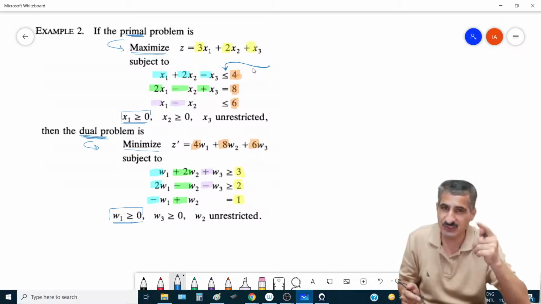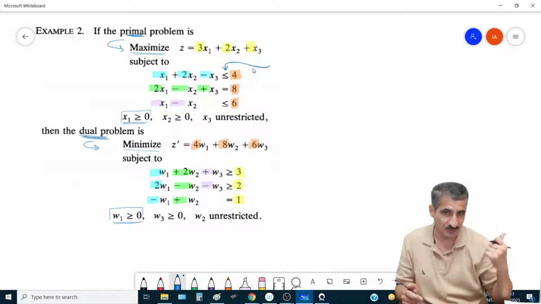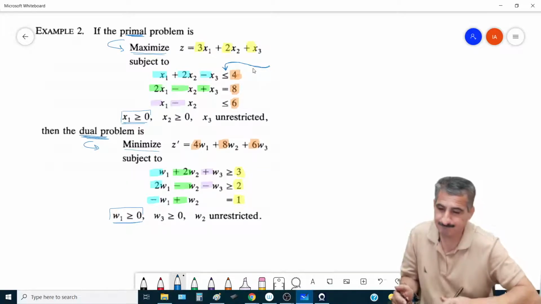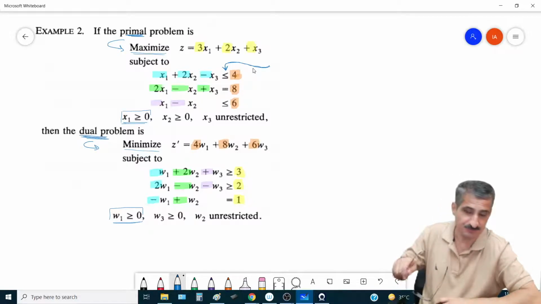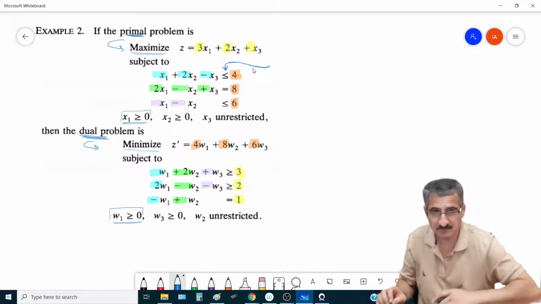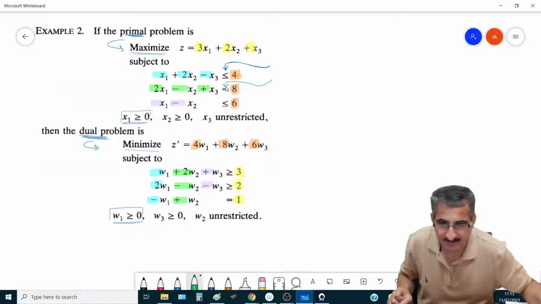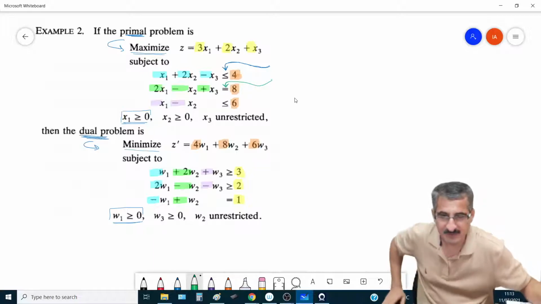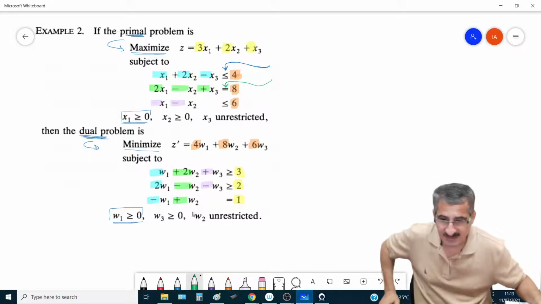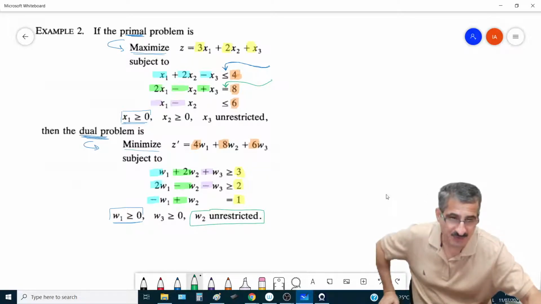The first constraint tells you what is happening with the first variable. Again, the first constraint in the primal tells you what shall be happening with the first variable in the dual. First constraint here is less than or equal. Okay? So the first variable is positive or 0. How do we know that? Let's continue. Now look at the second constraint, it is equality. So the second variable here is unrestricted. Where did we learn that? In the theorem.